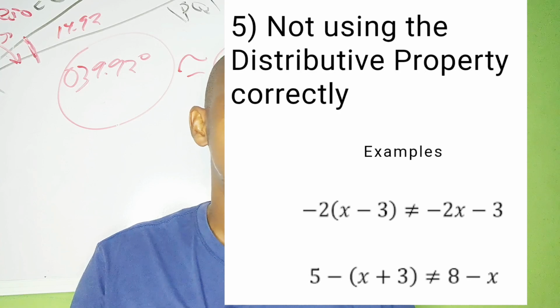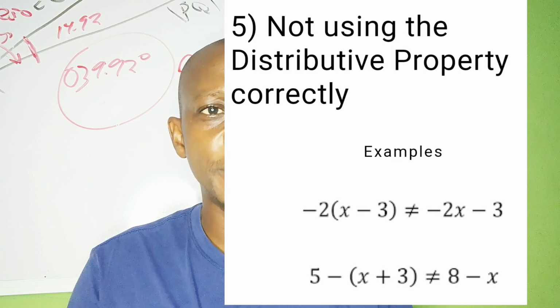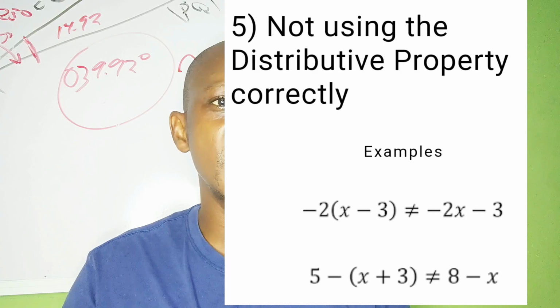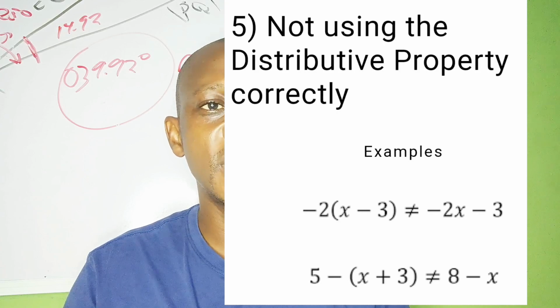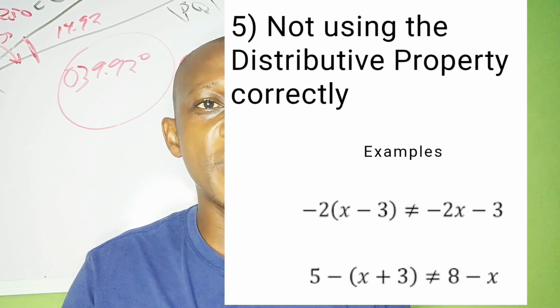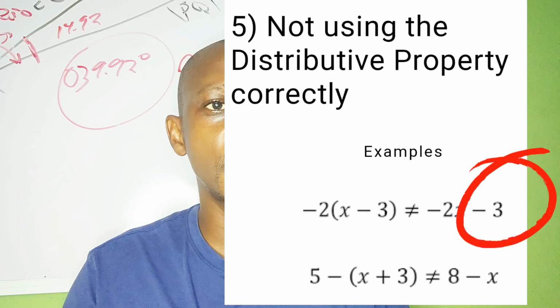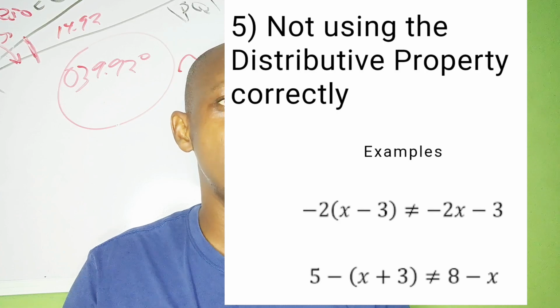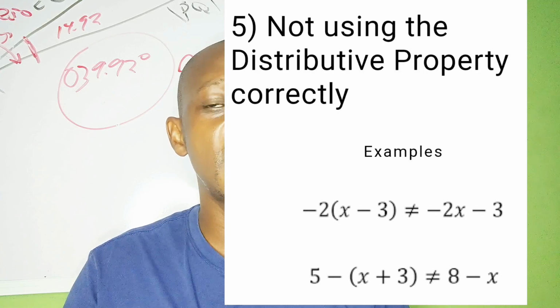Now, number 5, not using the distributive property correctly. We have an example there: minus 2 into bracket (x minus 3). Some candidates get it as minus 2x minus 3. They were correct in one way by using 2 to multiply what is in the bracket, but the minus is the problem, because minus 2 times x is minus 2x, but minus 2 times minus 3 should give us plus 6, and they are even having 3 there instead of 6. So that's very, very wrong.